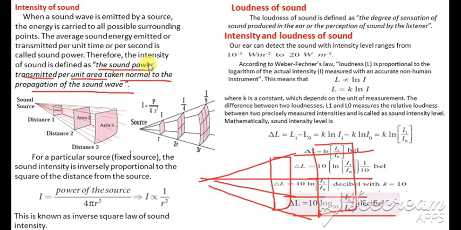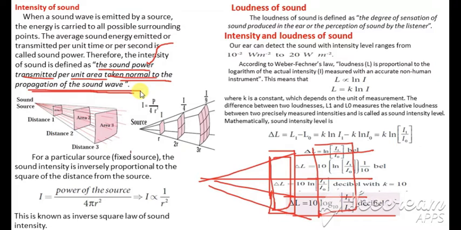Okay, so the sound power transmitted per unit area normal to the propagation of sound waves. So propagation of sound waves நார்மலாக இருக்கிற ஏரியாவில் how much sound power is transmitted அப்படின்னு பார்த்தோம்னா அதுதான் என்னது, that is the intensity.